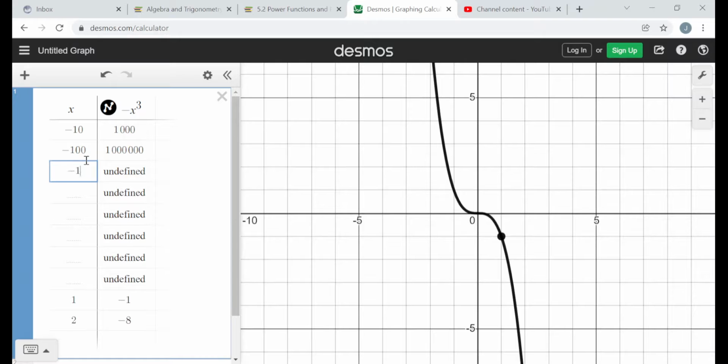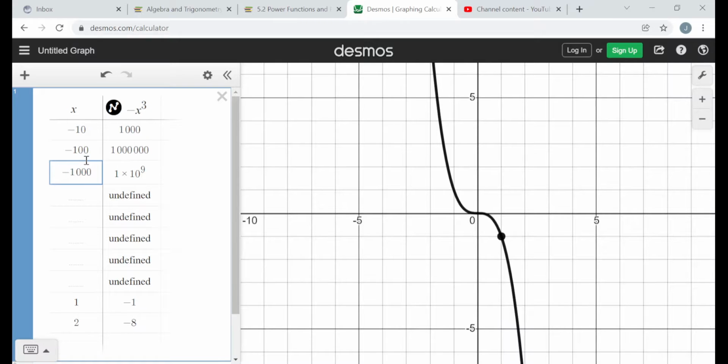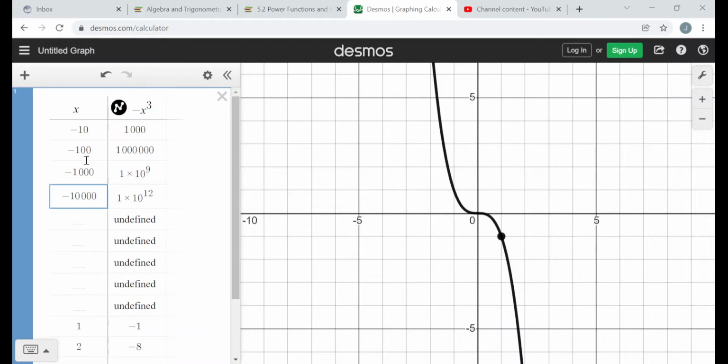I plug in negative 1,000. Now it's 1,000,000,000. I plug in negative 10,000. It's a trillion, but positive, right? And again, you can keep doing this, but you see as I make x bigger and negative, as x goes to negative infinity, the output, the y coordinates, are going to positive infinity. Exactly what I wrote on the paper. And this means as you go left, the graph goes up, what you're seeing in the graph here.